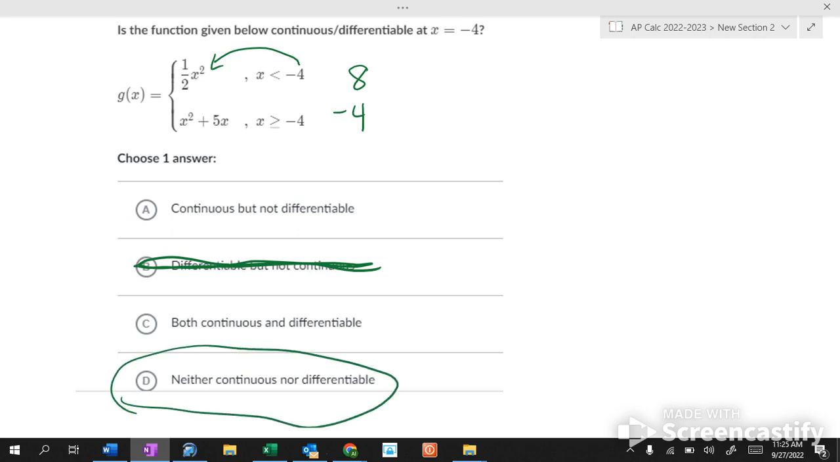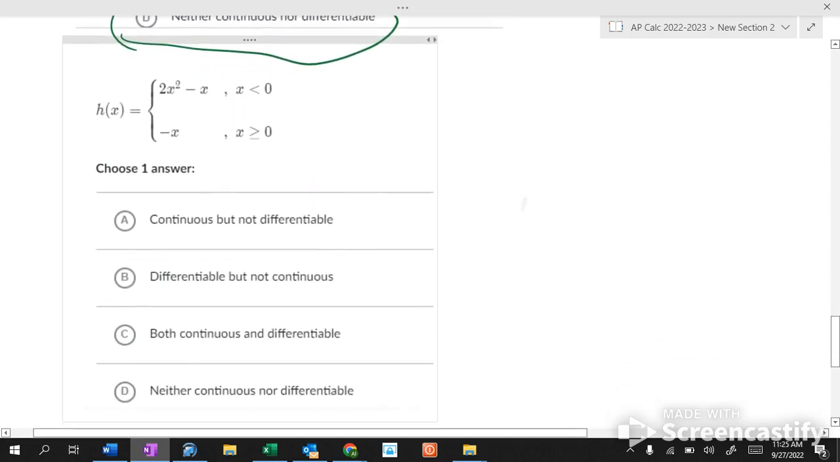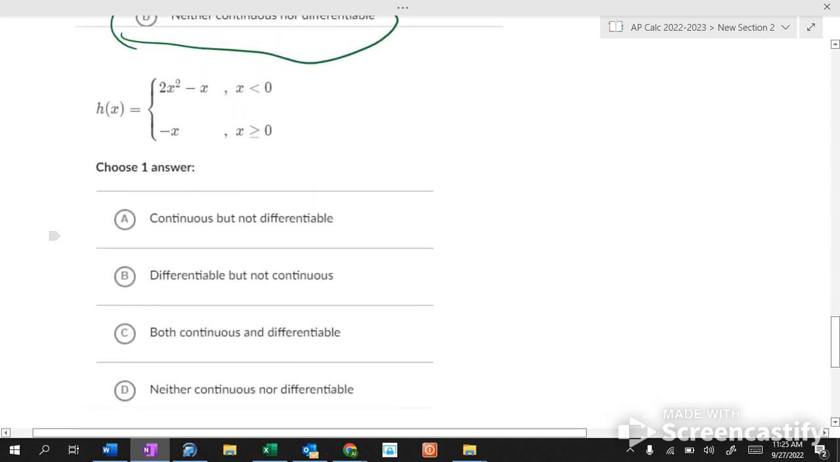Check continuity first. If it's continuous, then we go from there. If we plug in a 0, what do we get? 0. If we plug in a 0 here, what do we get? 0. So they're both going to be at the same point, so it will be continuous.